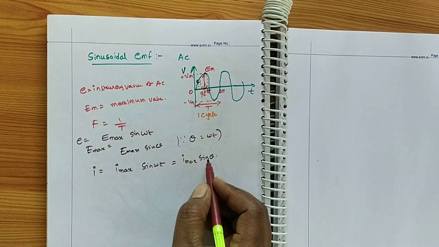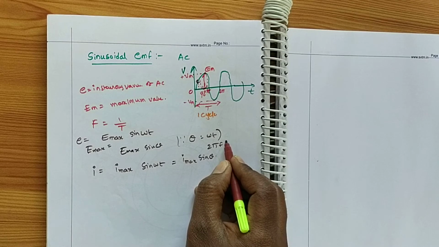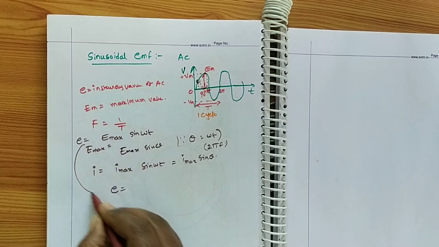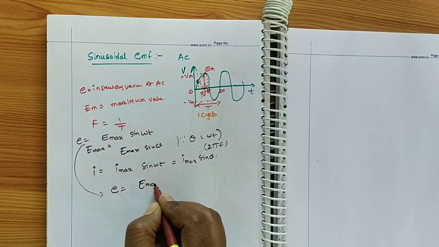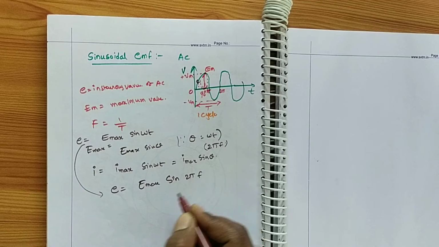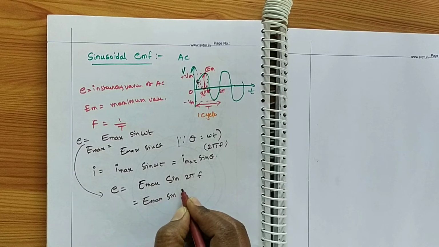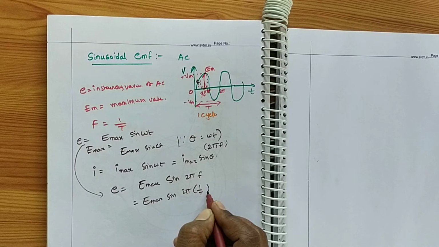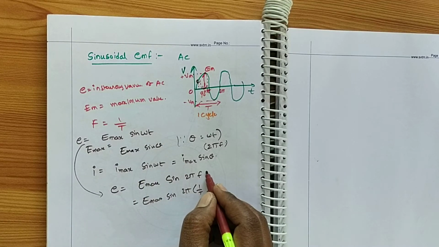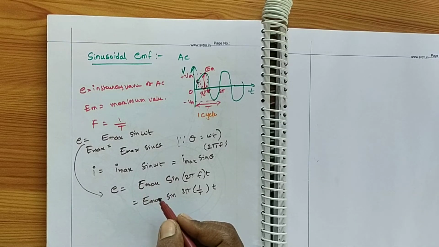We can write it another way also. Omega is equal to 2 pi f, so omega t is 2 pi f into t. From the equation E equals E max sin omega t, we can substitute omega as 2 pi f, and since f equals 1 by T, we get E max sin 2 pi times 1 by T into t. These are the current and voltage equations of a sinusoidal waveform.